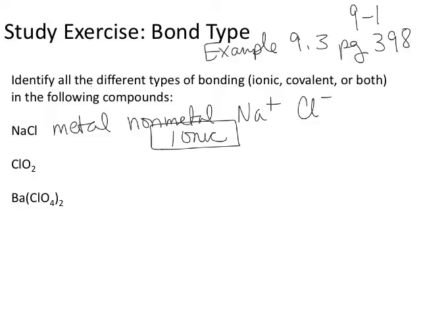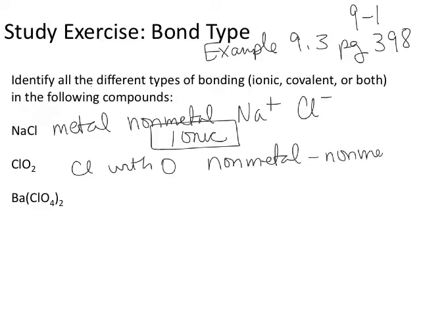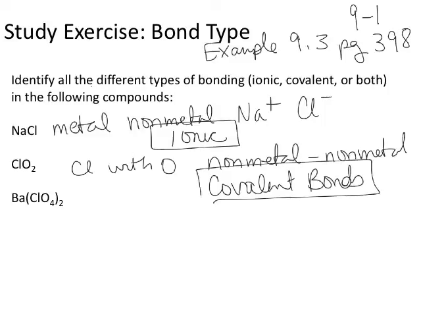Okay, the ClO2, you have chlorine with oxygen. Both of these are nonmetals on your periodic table. So a nonmetal with a nonmetal, that is going to be a covalent bond. So these will be covalent bonds. And that means they're sharing of electrons. There's no plus and there's no minus. Naming these would be chlorine dioxide.